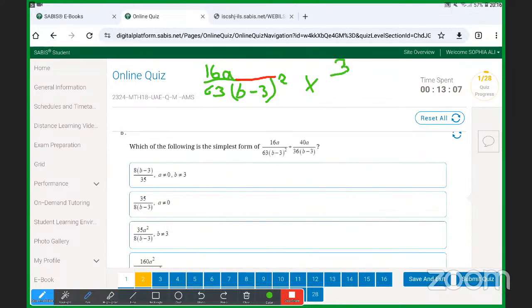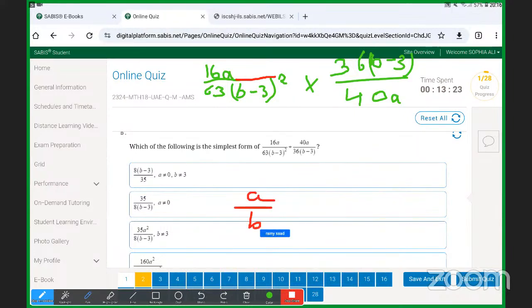Yeah, it's 36, b minus 3 over 48. Okay, that's great. But why should we do that? Because division, when you look, it's a rule.